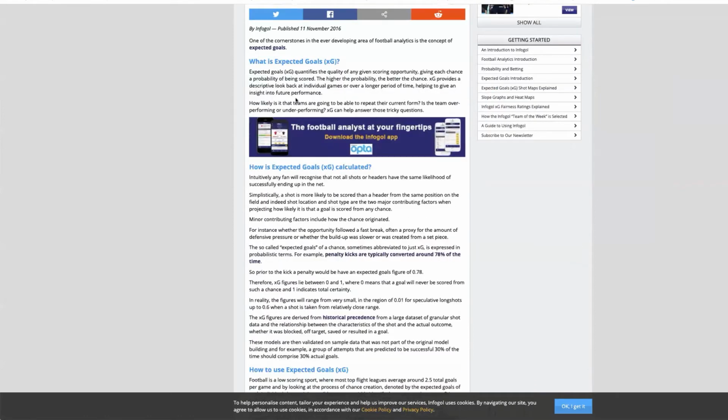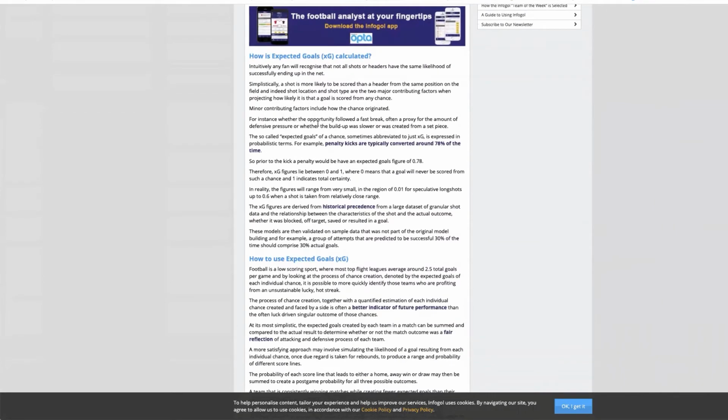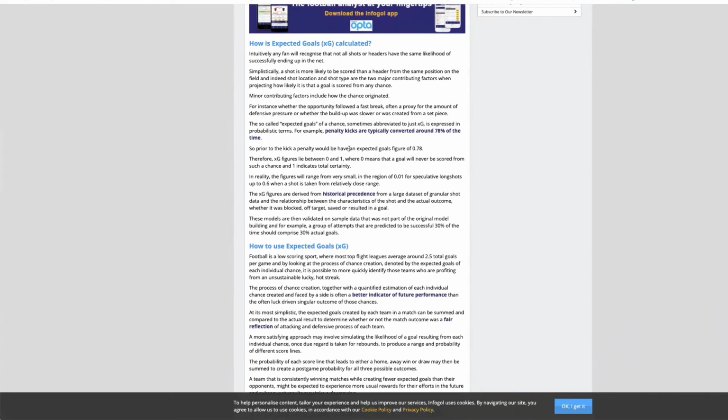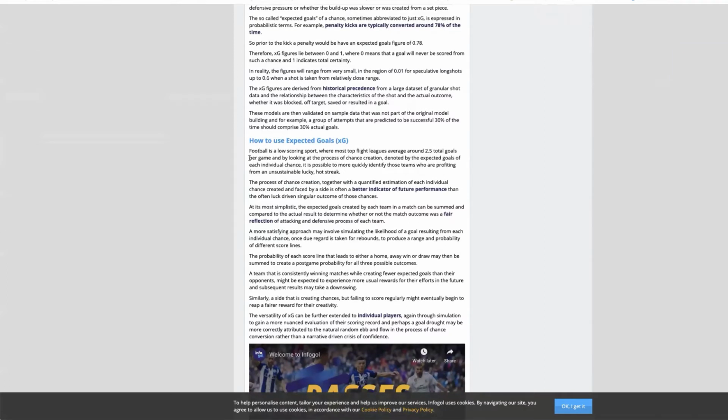For me, it's like, here, look, this is what I'm trying to say. How likely is it that teams are going to be able to repeat their current form? Is the team overperforming or underperforming? xG can help answer those tricky questions. And then it tells you how it's all calculated. If you've heard of expected goals, or xG as they call it, penalty kicks are typically converted around 78% of the time. So prior to a kick, the penalty would have an expected goals figure of 0.78. I just don't rate it. A lot of people I know don't really rate it.